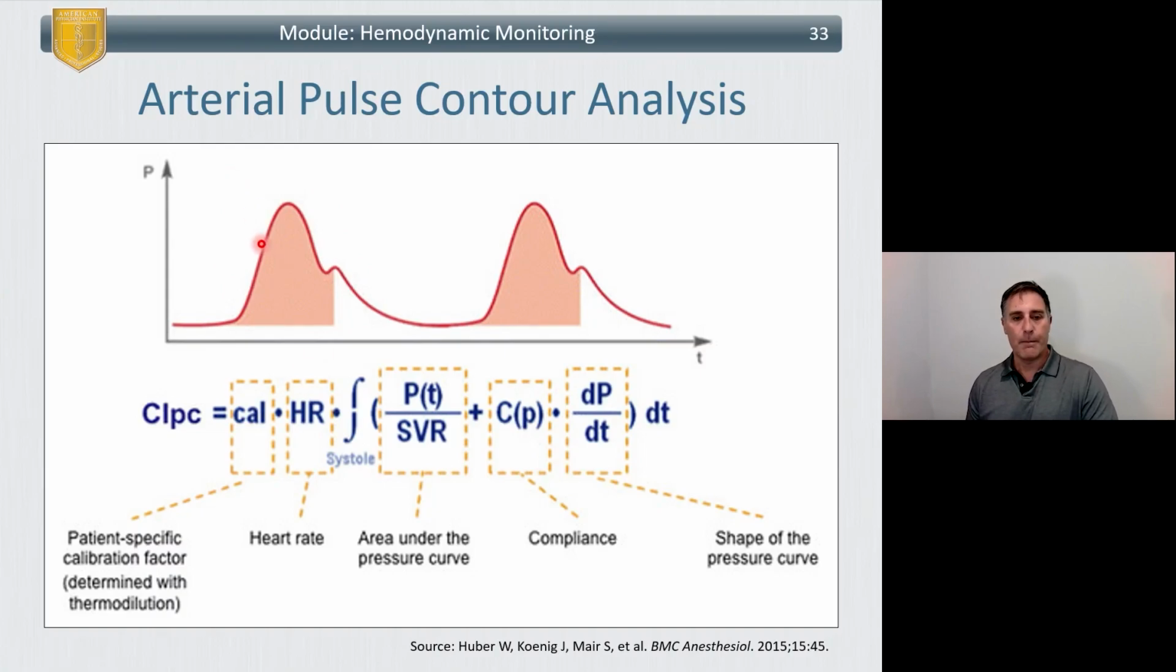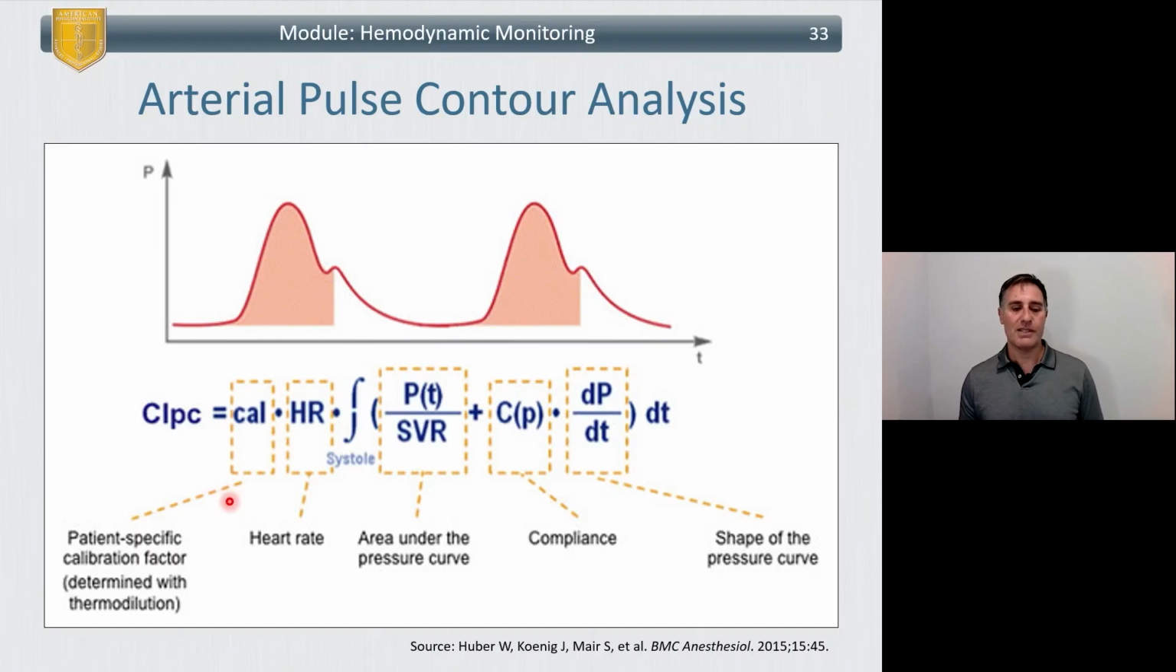And so devices like the Lidco Express or the Pico, the FlowTrack, those are all systems that use this pulse contour analysis to calculate and give you a number of cardiac output based on arterial waveform.